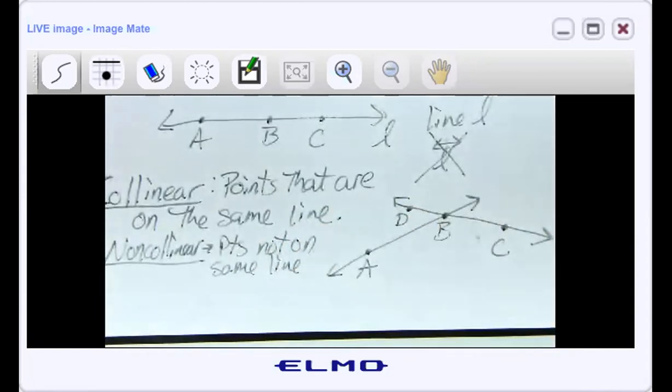Right? Okay, now here's the trick question. Are you ready? Are you ready? Are points A and C collinear or non-collinear? What would you say?